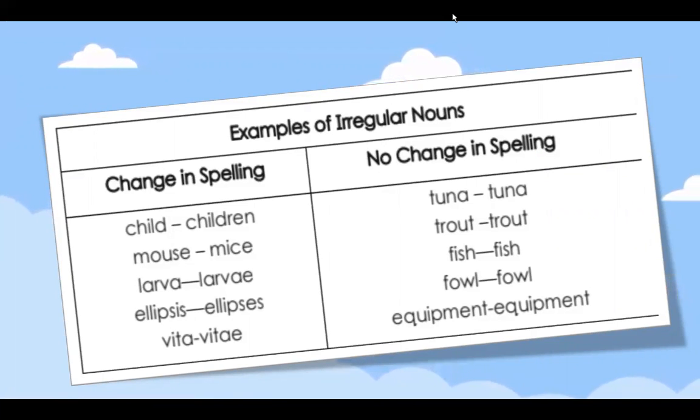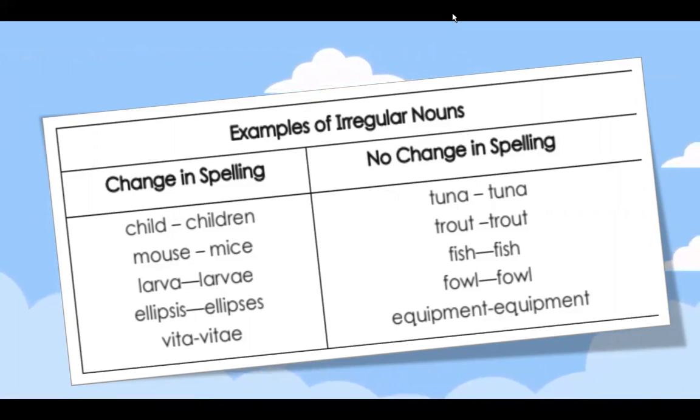Now we have here the lists or examples of irregular nouns. Additional. So again, we have the change in spelling, which is child to children, mouse to mice, larva to larvae, ellipsis to ellipses. We have vita to vitae.